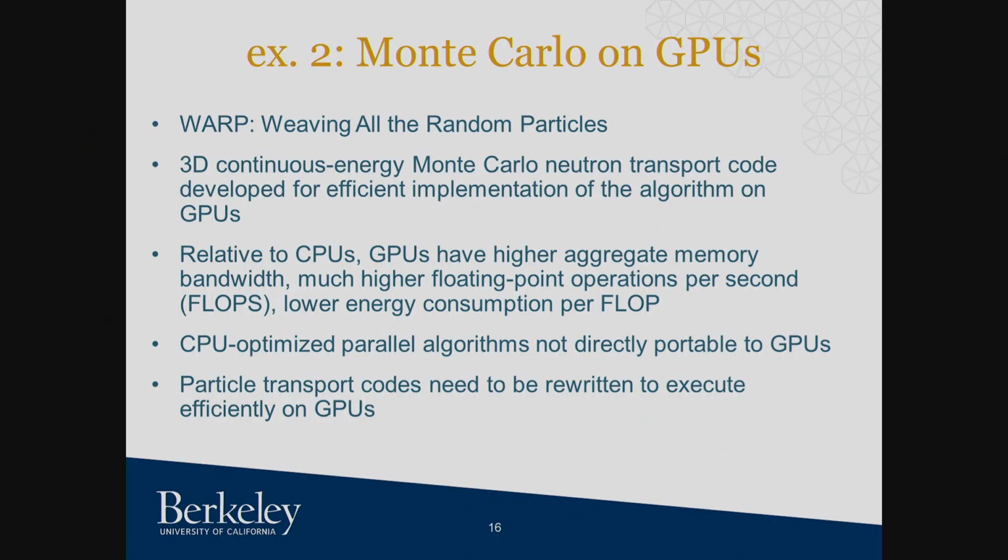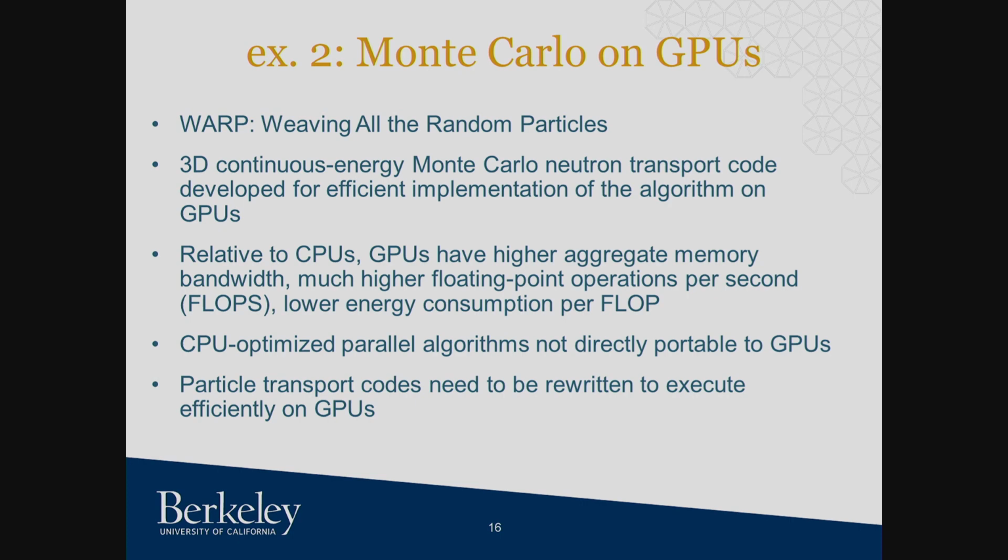Okay, so totally shifting gears: Monte Carlo methods on GPUs. This is the heterogeneous architecture flavor of this. We have a code that we wrote here at Berkeley called Warp, which kind of stands for weaving all the random particles. It was developed by Ryan Bergman, who's now a postdoc at PSI, and Kelly Rowland, who many of you know and love. It's a 3D continuous energy Monte Carlo neutron transport code, and it was written from scratch to be on GPUs.